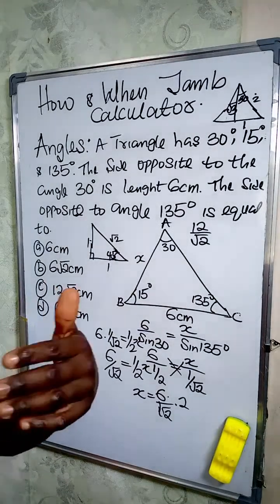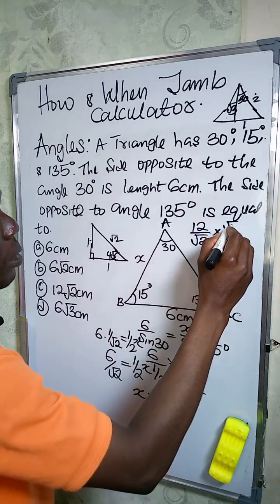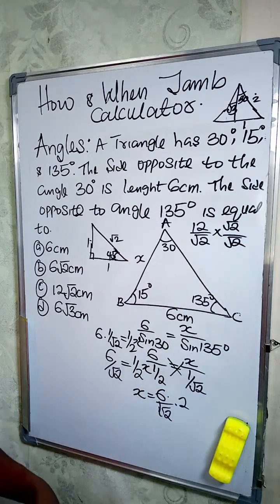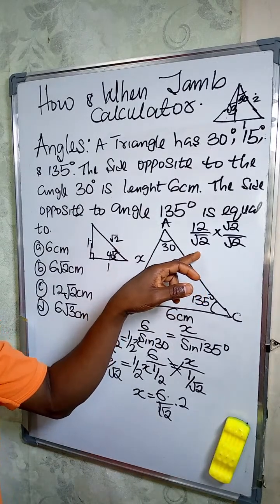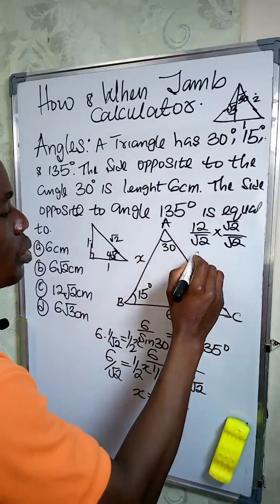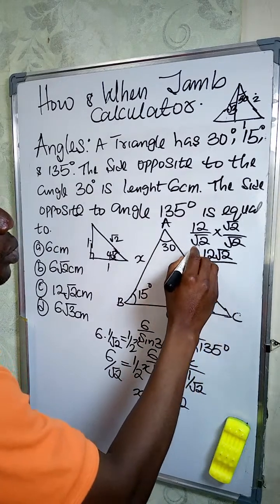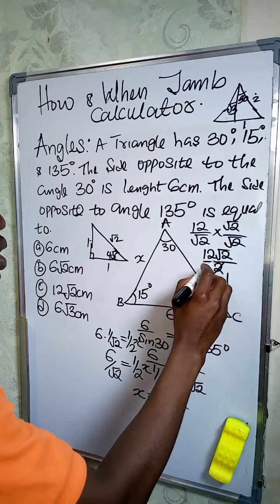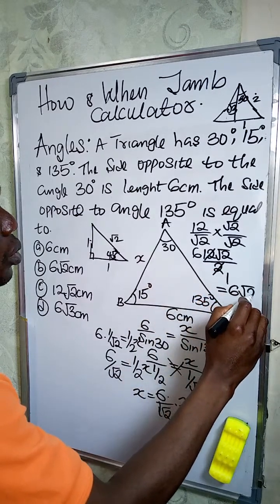So wetin we need to do na to rationalize. Rationalization means say we go multiply here by root 2 and multiply the denominator by root 2. Na to make sure say we remove the surd or this number wey no dey rational from the denominator. So 12 times root 2 go give us 12 root 2. And for surd, root times root go give us the value wey dey inside, na im be 2. So if 2 cancel here, 12 over 2 go give us 6. So our answer go be 6 root 2.